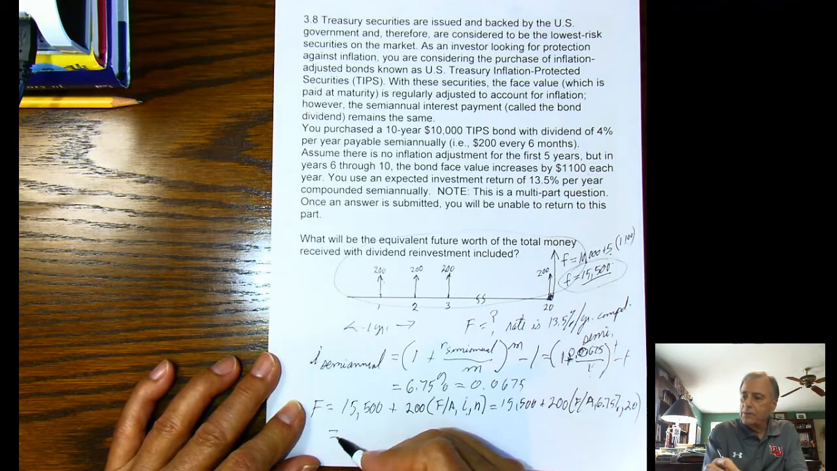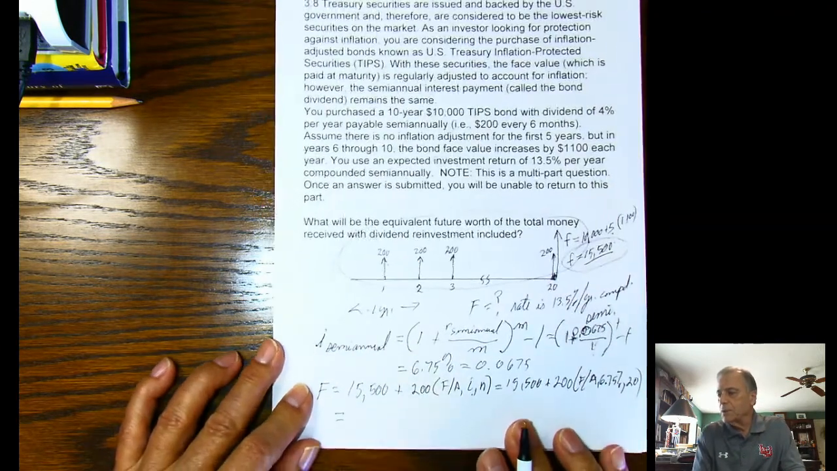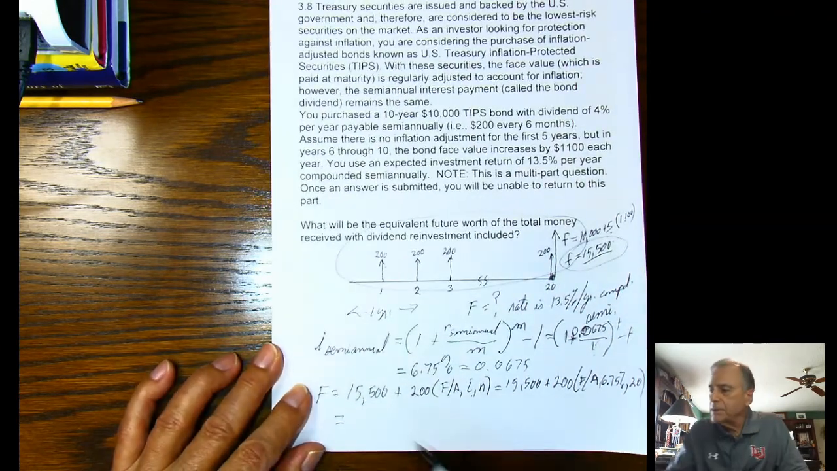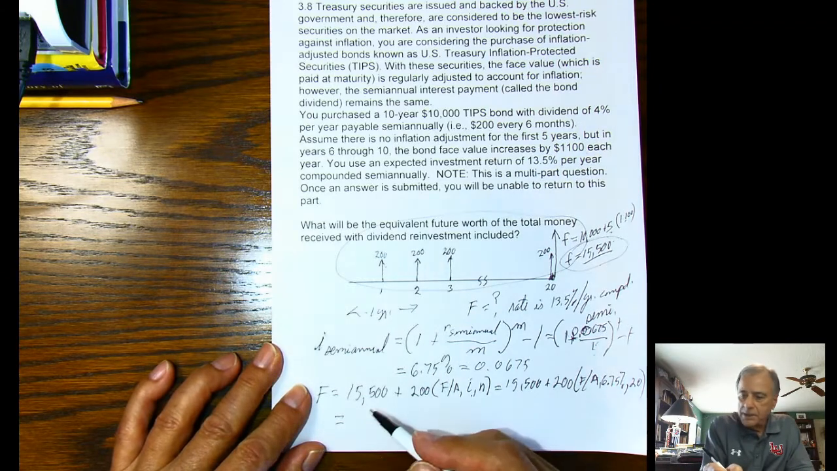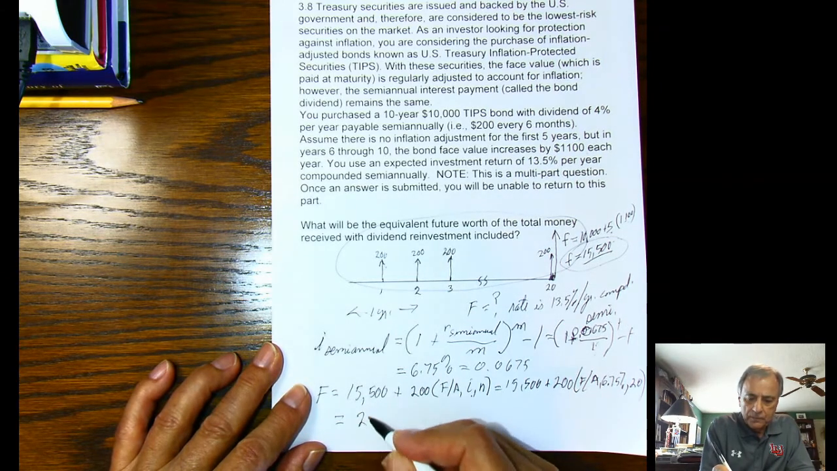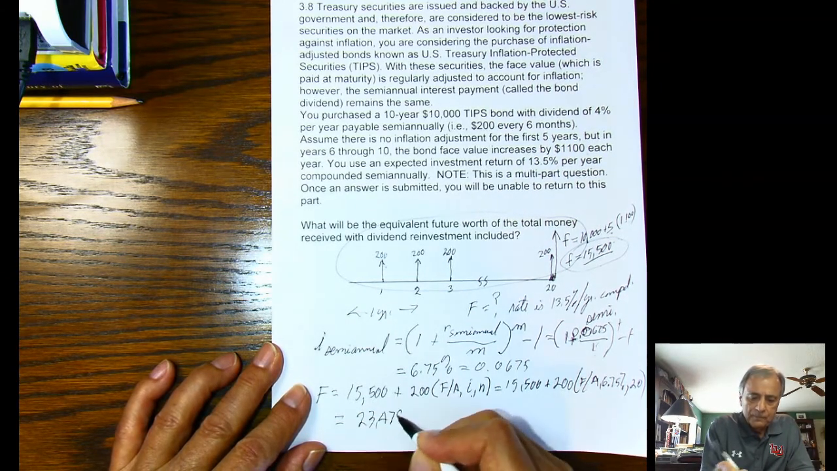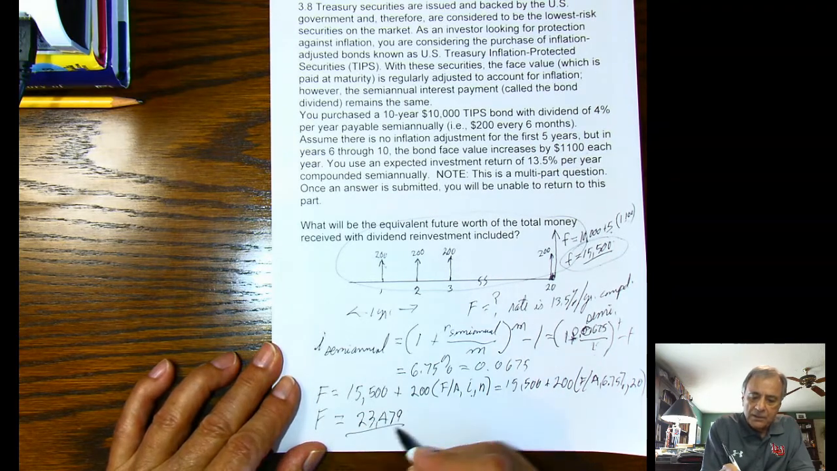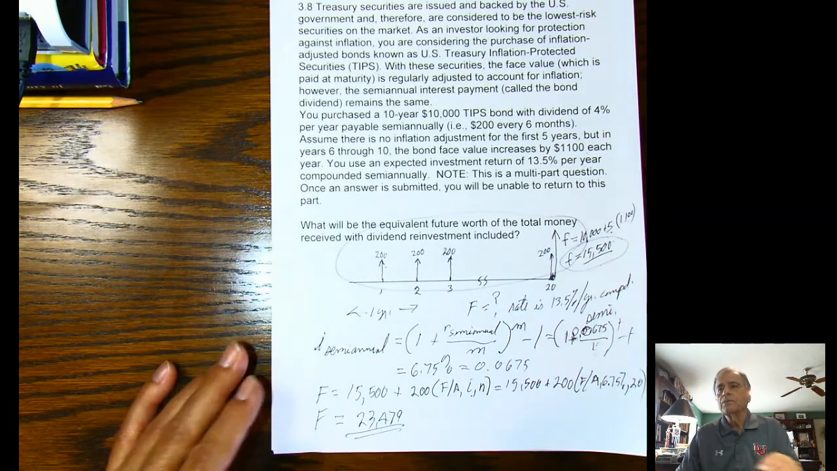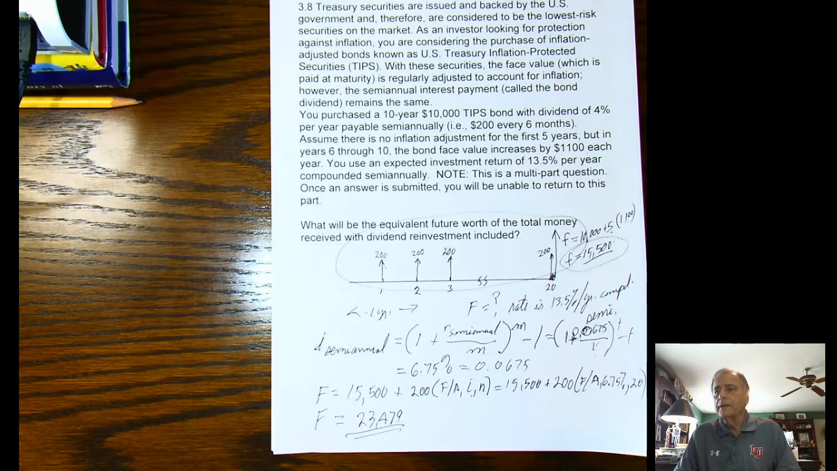If you crank through that, you're going to get $23,479. And that's the solution to this bond problem. And that will do it.